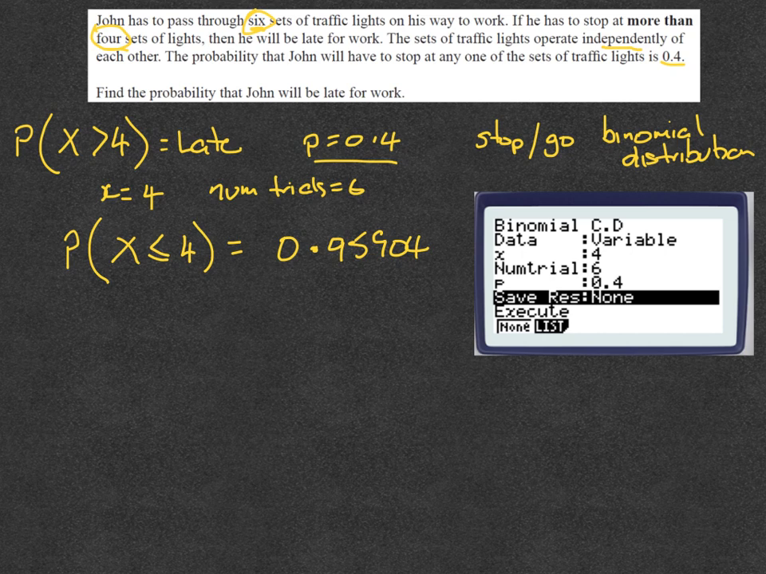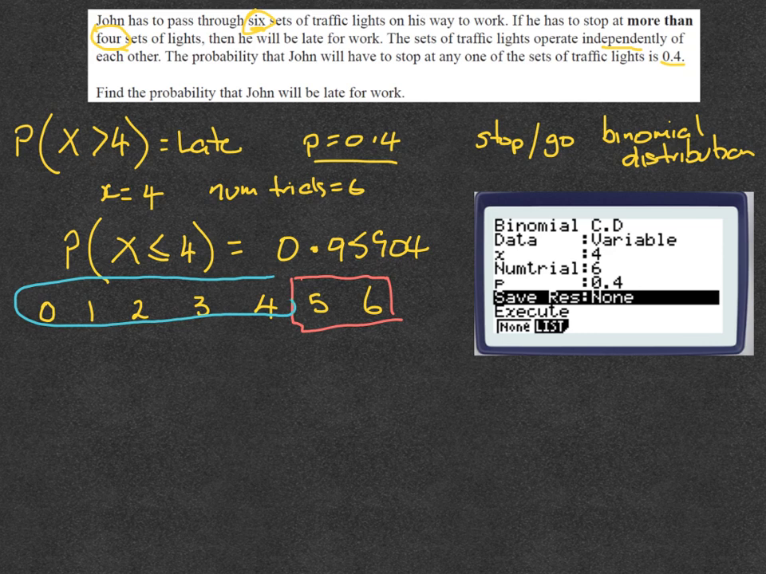Now remembering that that's not actually our answer there, we're only partway there, because if he has to stop at more than 4 sets of lights, he'll be late for work. The binomial distribution works from 0, so for example 0, 1, 2, 3, 4, 5, 6. What the question's actually asking you is more than 4, and so we're looking at 5 and 6, but of course the calculator works out this.